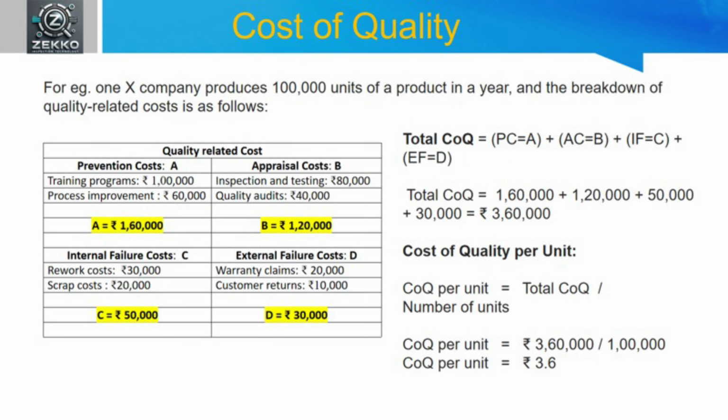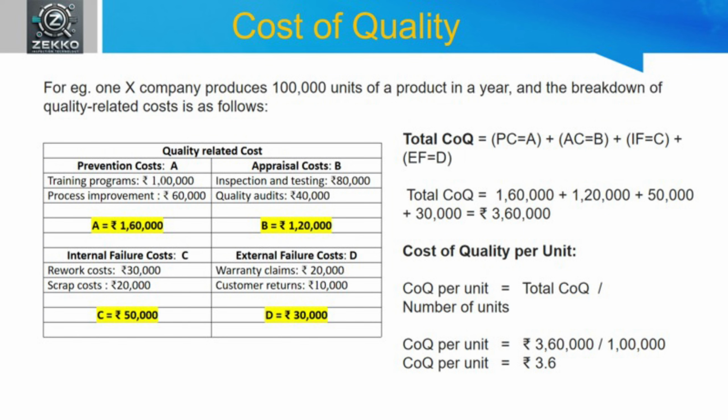Now let us take one example for calculating the cost of quality. Here I have shown an example with prevention cost, appraisal cost, internal failure cost and external failure cost. Sample costs are mentioned. Company X is producing 1,000 units of product per year, and the breakdown of quality cost is as shown on the screen. Our formula is total cost of quality equals prevention cost plus appraisal cost plus internal failure cost plus external failure cost. Here prevention cost is 1.6 lakhs, appraisal cost is approximately 1.2 lakhs, internal failure cost is approximately 50,000 and external failure is 30,000. Overall the total comes to about 3.6 lakhs, or 3 lakhs 60,000 rupees.